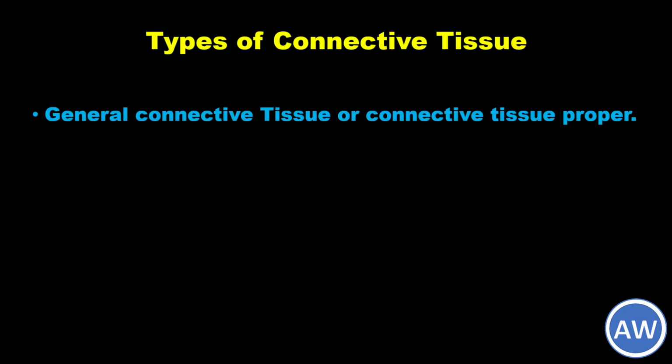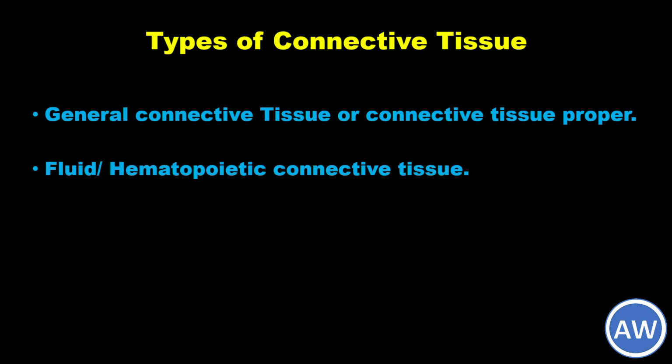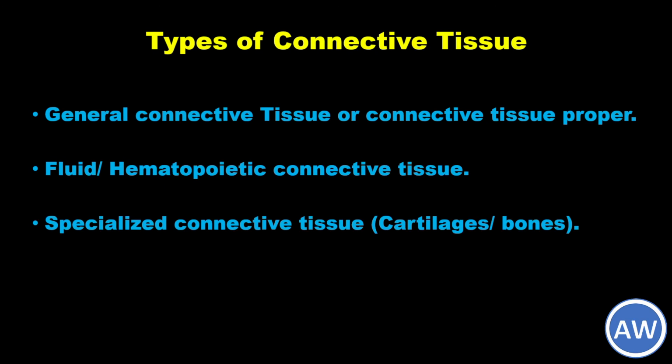Let us see what the different types of connective tissue are. The connective tissue can be classified into the general connective tissue or connective tissue proper, fluid or hemopoietic connective tissue, specialized connective tissue, that is cartilages and bones, and embryonic connective tissue.